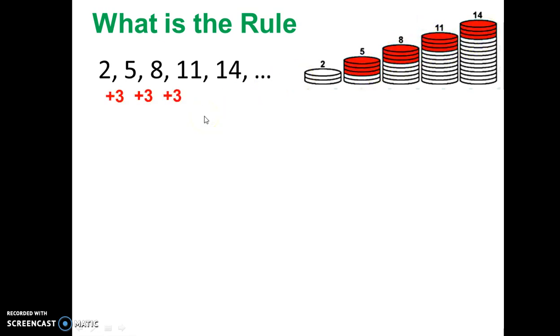So the D value here, since we're adding 3 every time, is 3. So this is definitely arithmetic. Now let's think about what a general rule for this arithmetic sequence would be.